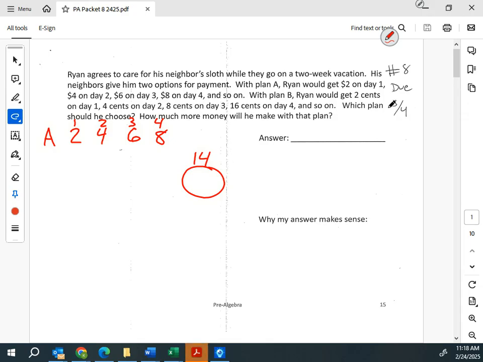We need to add all the days up to get the total amount he makes with plan A. So you don't just take day 14, you add all the day amounts together.